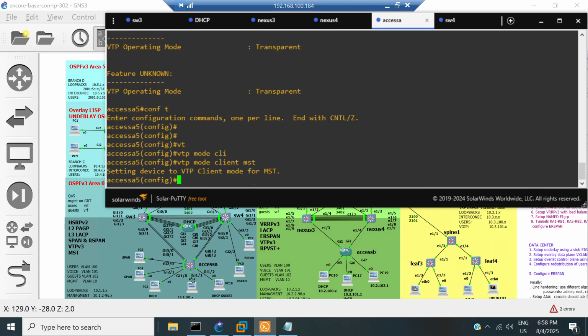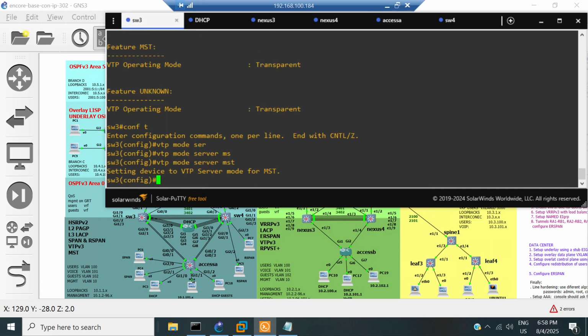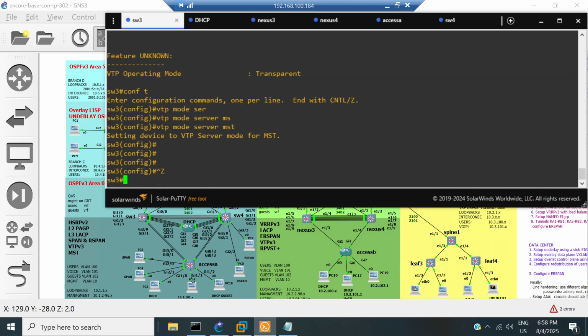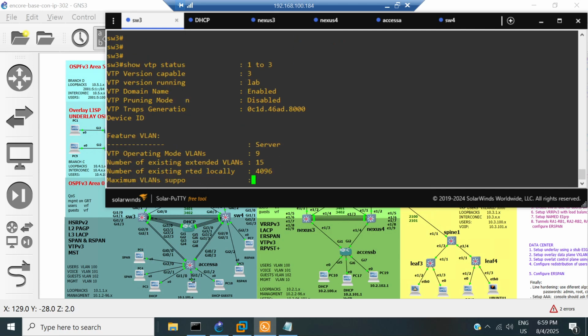So in that way, I avoid configuring the same MST configuration instances at every single switch. So I have to do it only once. So let's see who is the primary server for MST.